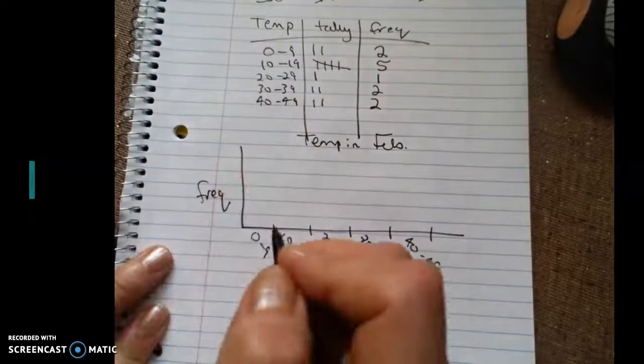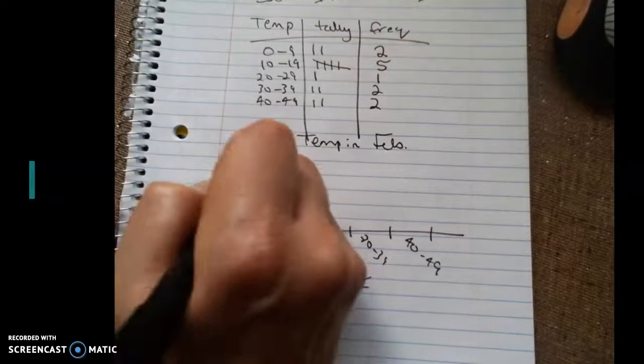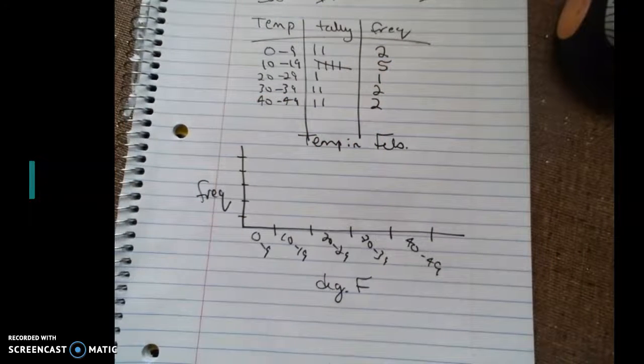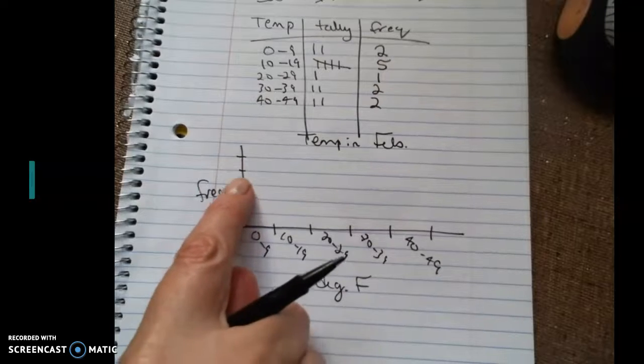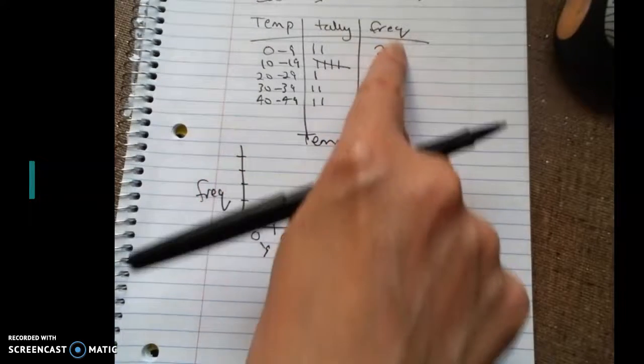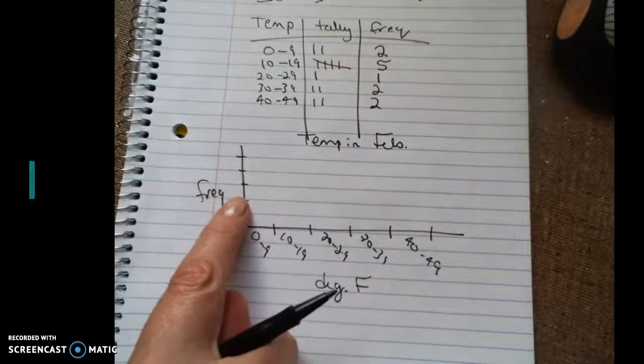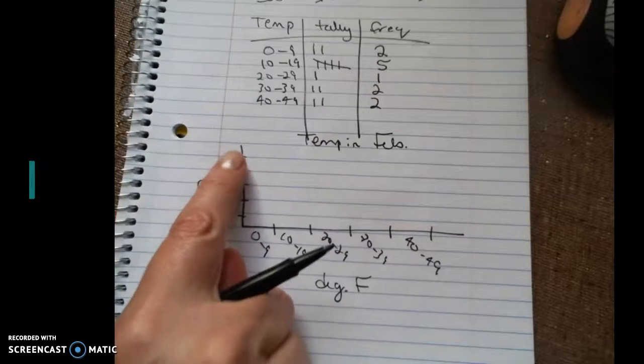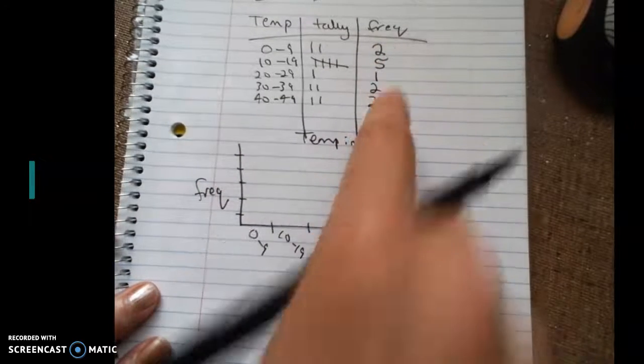So I need to be consistent. What's my highest? 5. So 1, 2, 3, 4, 5. I only have 5, so I can go by ones. If I had bigger numbers, I could go by 2s, like 2, 4, 6, 8, 10. If I had bigger than that, I could go by 5s: 5, 10, 15, 20, 25. Or I could go 10, 20, 30, 40, 50. So how high these are kind of determines that.